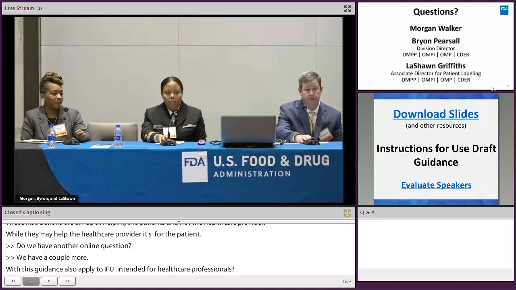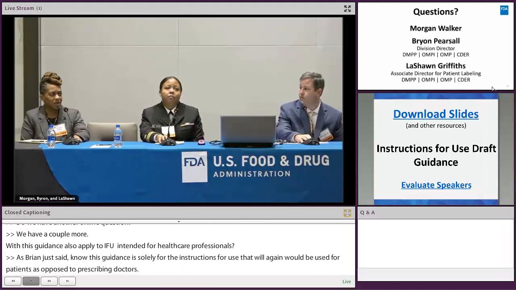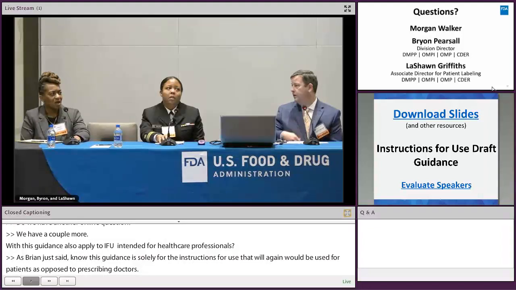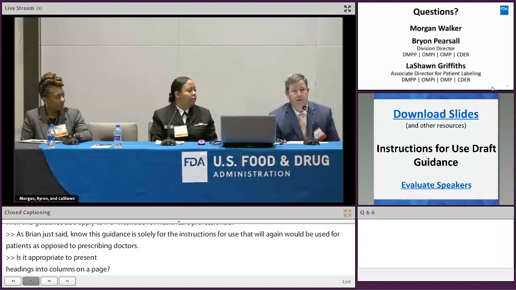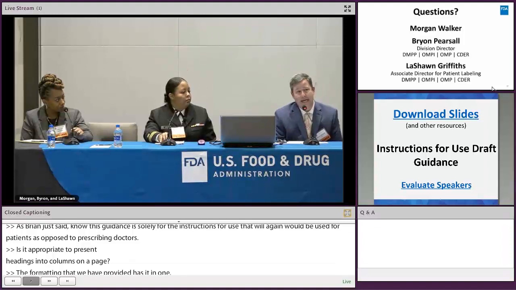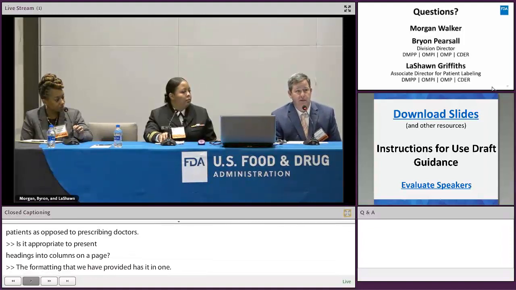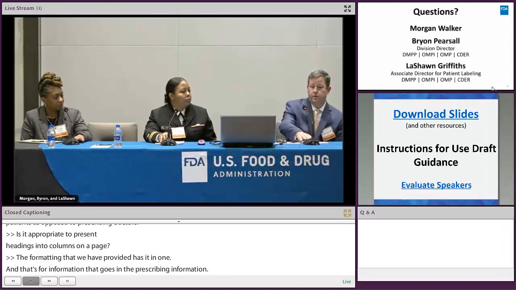Okay. Is it appropriate to present the headings in 2 columns on the page? The formatting that we've provided has it in one, and that's for the information that goes into the prescribing information. I know some companies make a separate document that is placed inside the carton or container, and that may have a different format than what is attached to the prescribing information. Anything else?